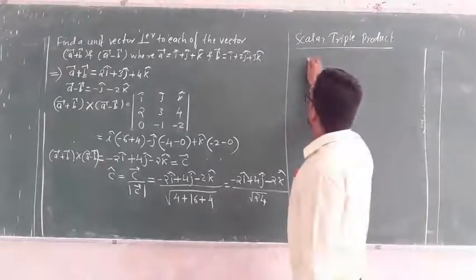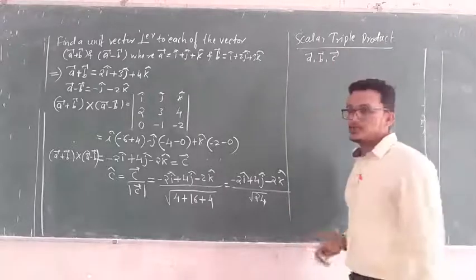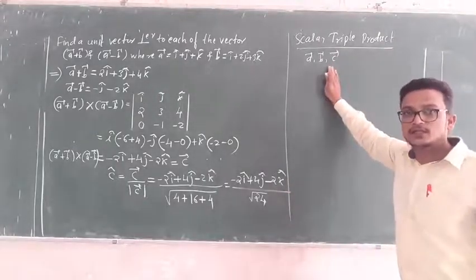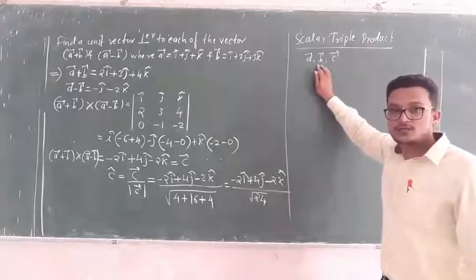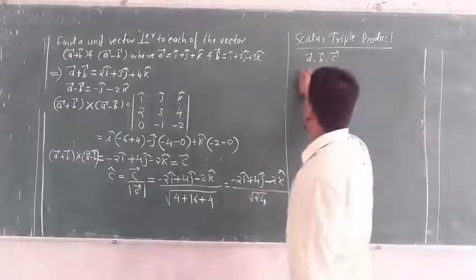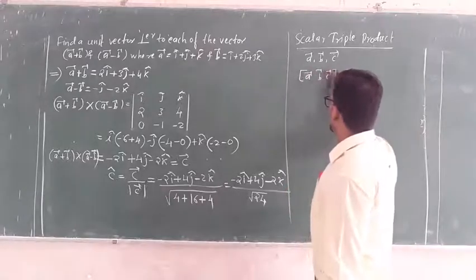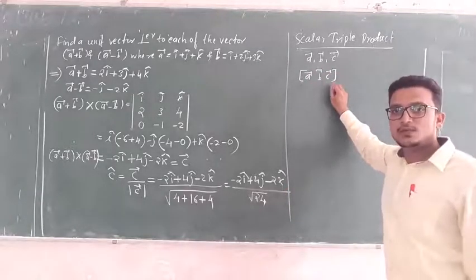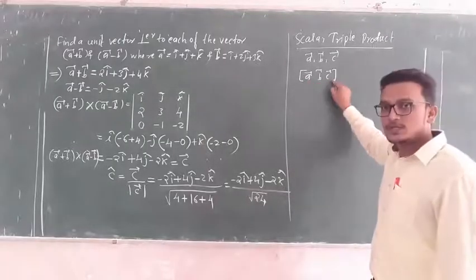Now, suppose there are three vectors: vector A, vector B, and vector C. So these are three non-zero vectors. Then the scalar triple product of these three vectors, A, B, and C, is denoted by the square bracket of A, B, C. You have to read it as the scalar triple product of A, B, C.